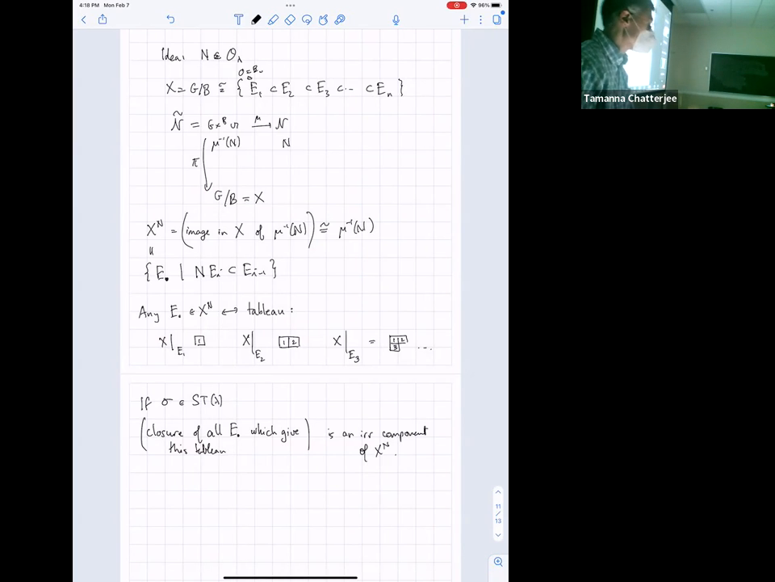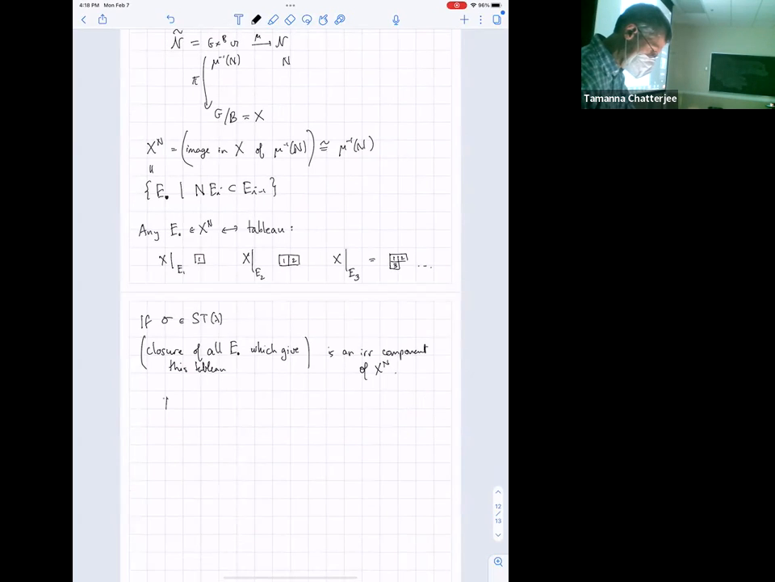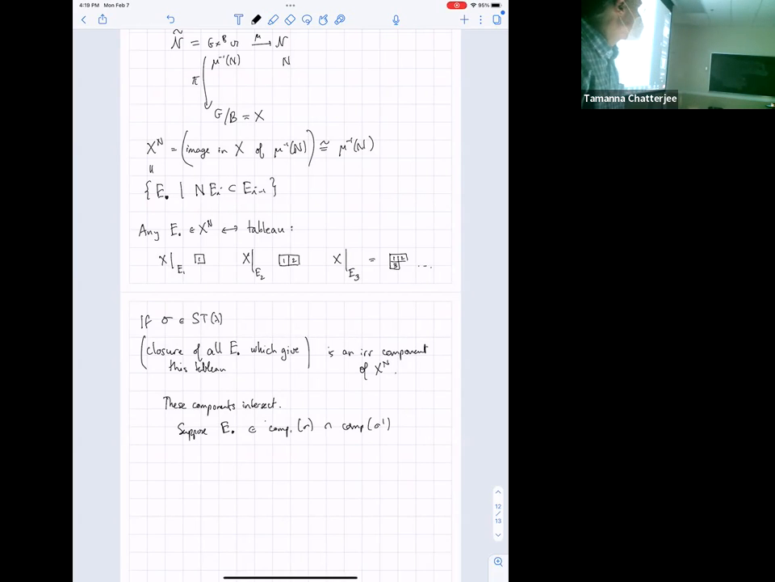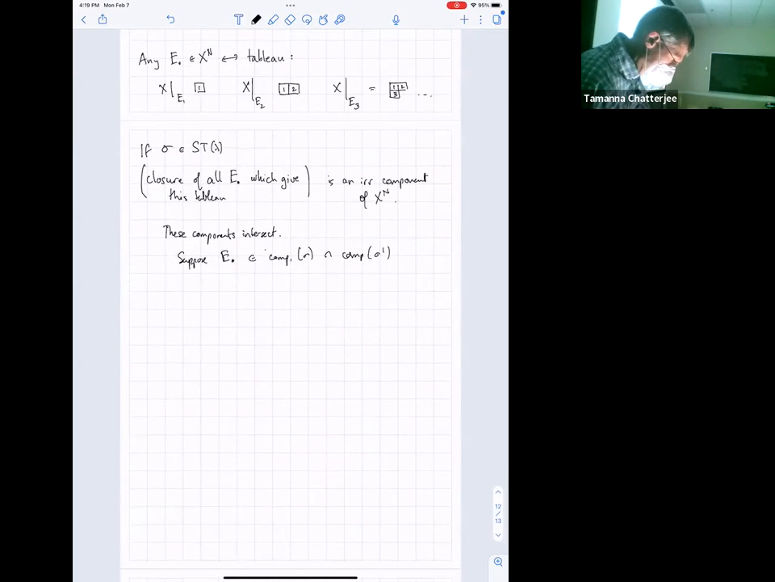Now here's something that is interesting, however. These components intersect. Suppose that E is in the component corresponding to sigma, and it's also in the component corresponding to sigma prime. How do you know what Tableau is the label of these 2 things? There are multiple possibilities. These components have a complicated intersection pattern. So I don't think it's really known a good way to describe, from this point of view, what label would be assigned in this way. So anyway, I think that is sort of interesting.